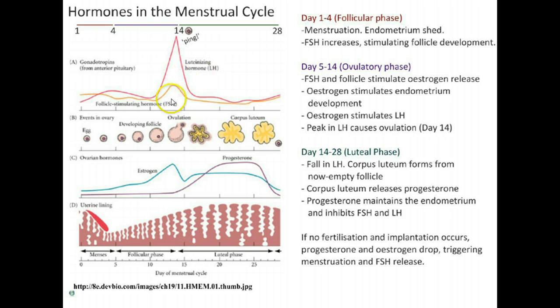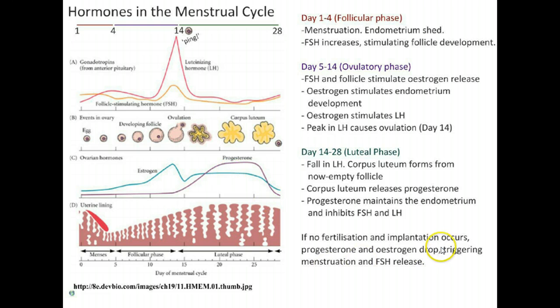So in days 1 through 4, here at the beginning, we've got menstruation. Endometrium is shed. We see an increase in FSH, and then between days 5 and 14, which is the ovulatory phase, we see that FSH and LH increase, which cause ovulation. And then the end is the luteal phase, which is where LH and FSH decrease, where estrogen and progesterone increase here at the end. See LH and FSH dropping. We've got estrogen and progesterone staying pretty high.